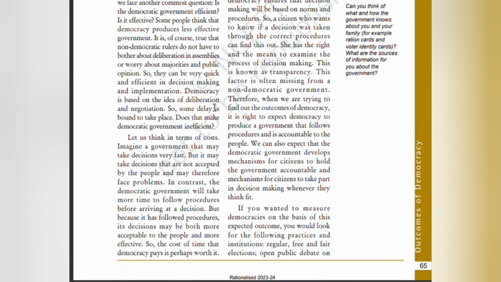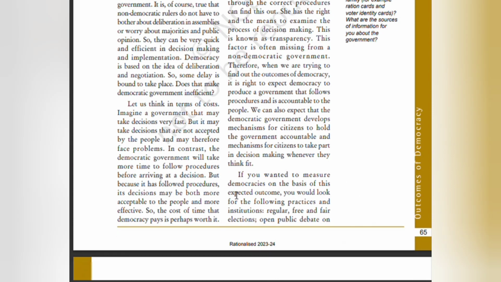Therefore, when we are trying to find out the outcomes of democracy, it is right to expect democracy to produce a government that follows procedures and is accountable to the people. We also expect that the democratic government develops mechanisms for citizens to hold the government accountable and mechanisms for citizens to take part in decision making whenever they think fit.